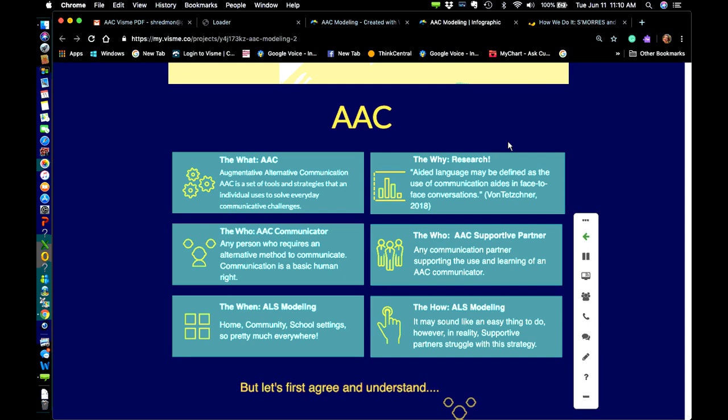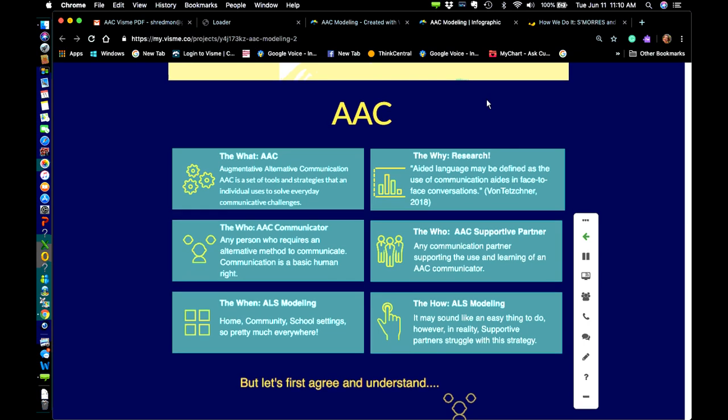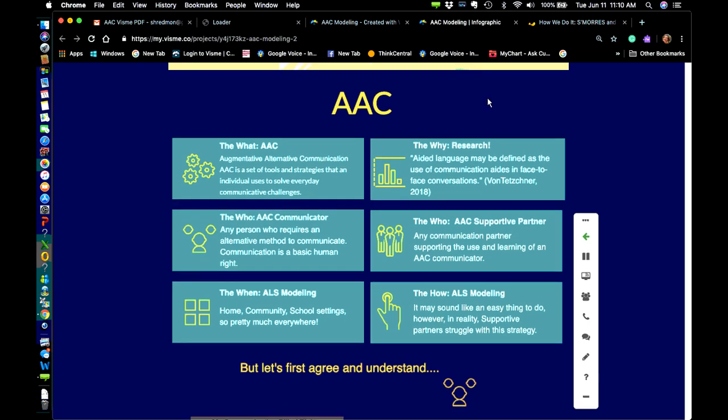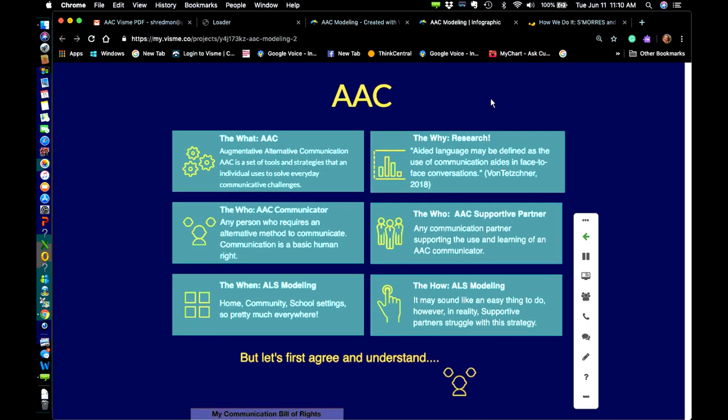That's what I love about this type of interactive slide presentation. So for AAC, we want to have some common language and some understanding. And we know the what. We know that AAC is a set of tools and strategies that we use to solve everyday communication challenges.